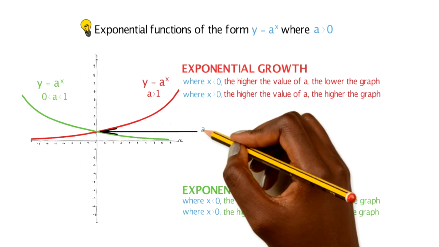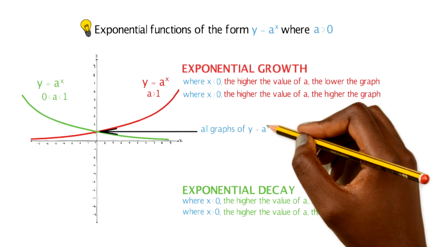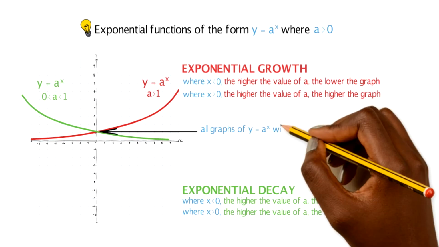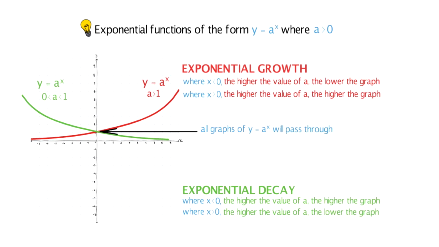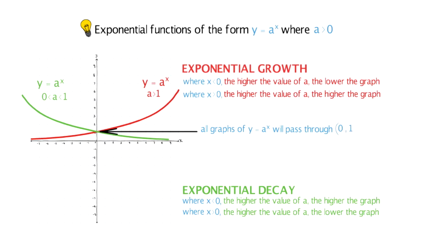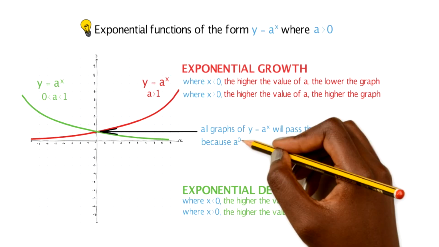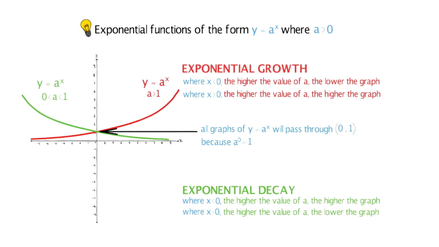Now, two other important points to notice. With all exponential graphs, they all pass through a very common point, and this point is (0, 1). The reason is that if you have a to the power of 0, anything to the power of 0 is 1. So that's why that is the case.